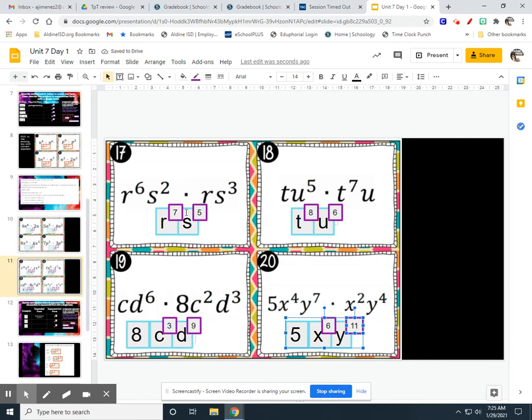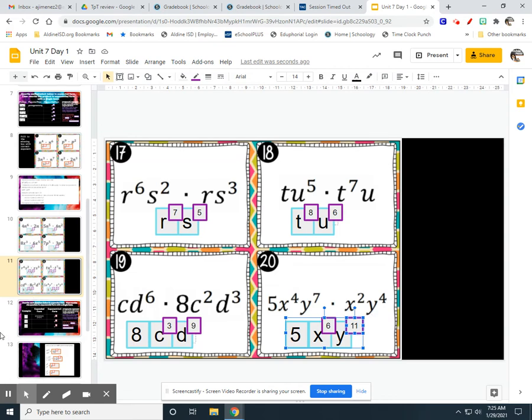6 plus 1 is 7. 2 plus 3 is 5. 1 plus 7 is 8. 5 plus 1 is 6. 1 plus 2 is 3. 6 plus 3 is 9. And all I did was bring the 8 down because I didn't have anything else to multiply it to. 5 comes down. There's nothing else to multiply it to. 4 plus 2 is 6. 7 plus 4 is 11. Okay.